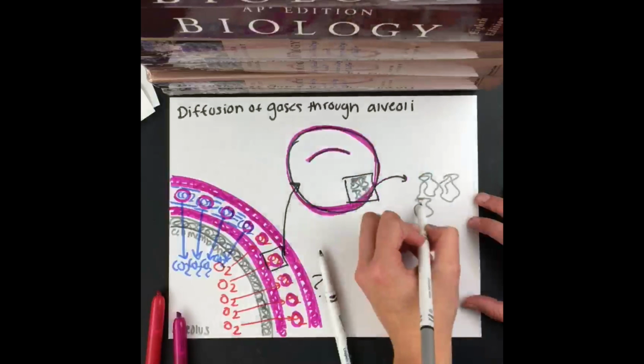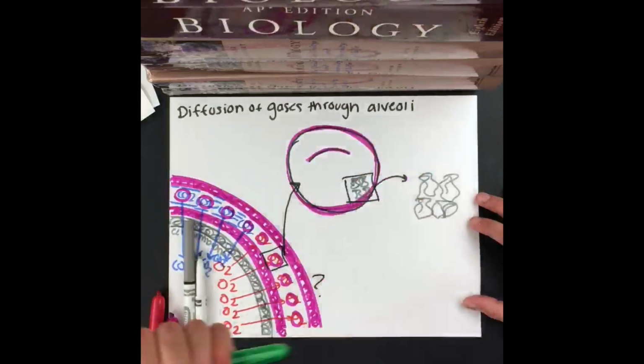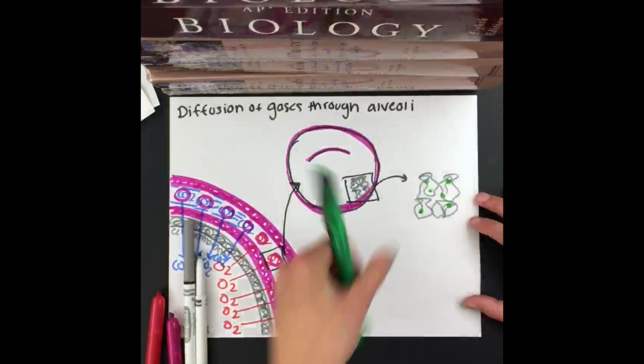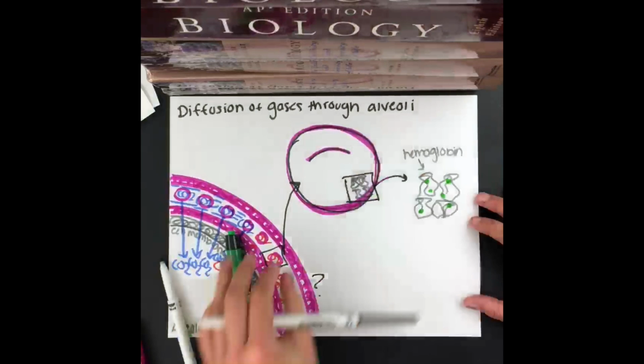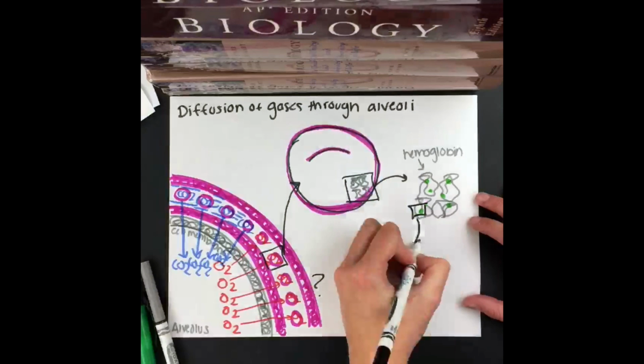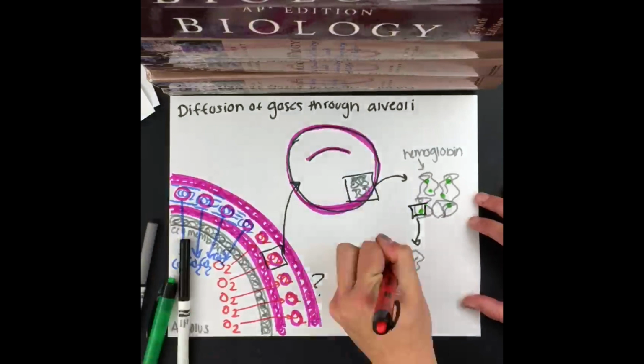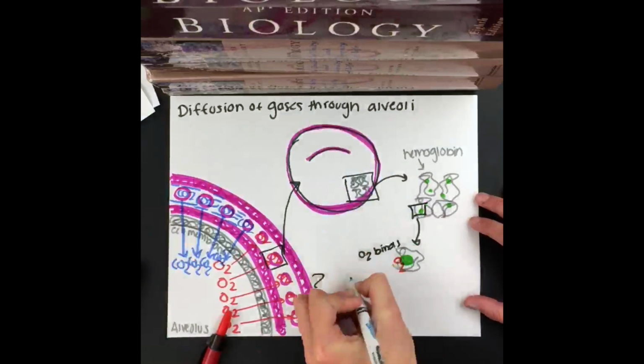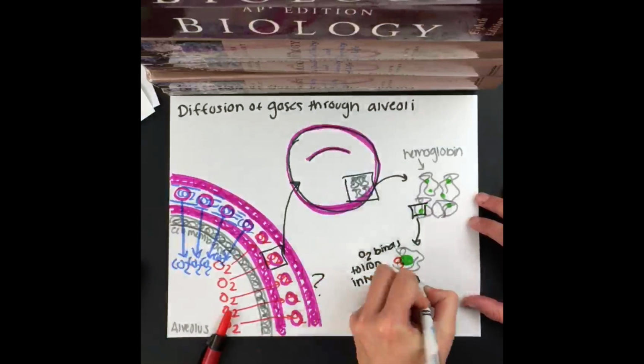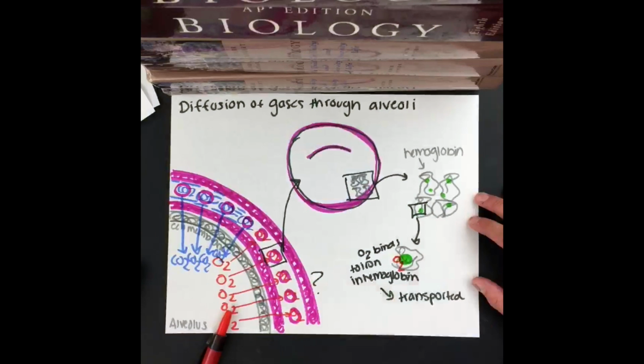One way is oxygen dissolving directly into the blood. The other has to do with the structure of the red blood cells. Red blood cells contain these proteins called hemoglobin. Hemoglobin is in its quaternary structure and has iron in each of its polypeptide chains, pictured in green. The oxygen binds to the iron in the hemoglobin and is then transported towards the heart.